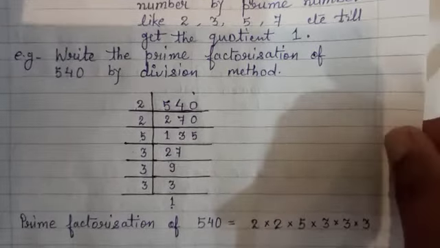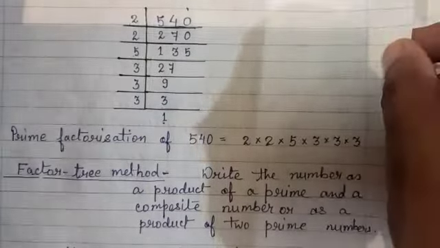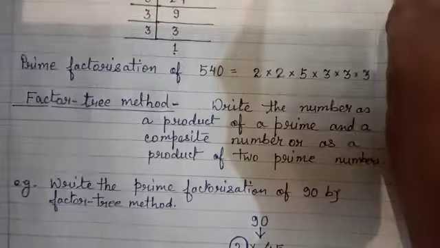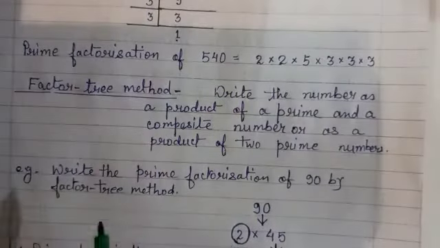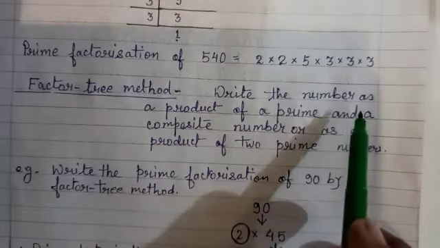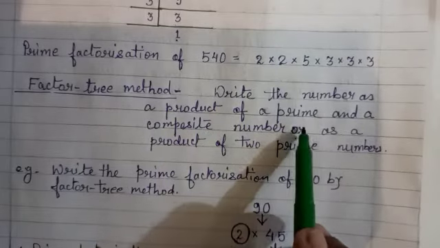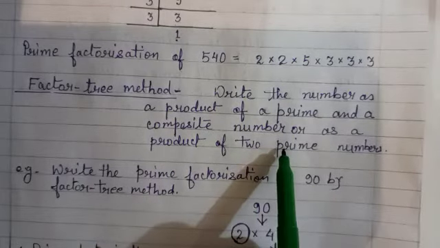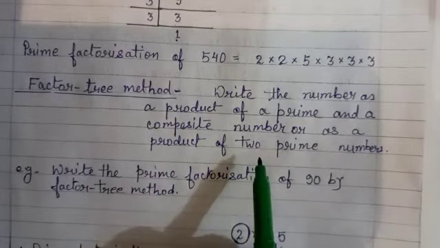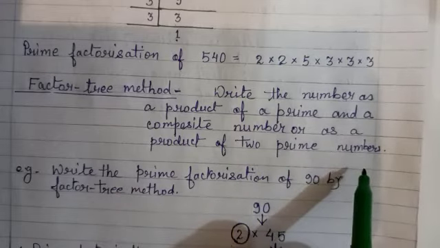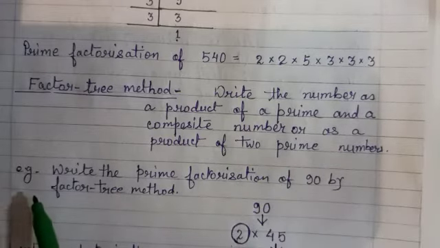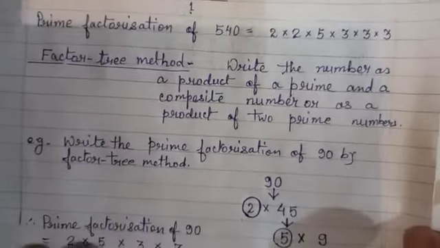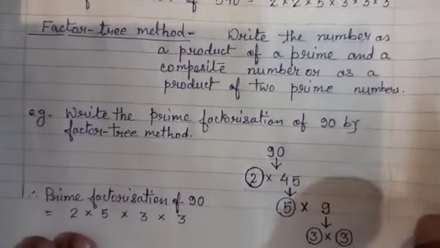The second method is called factor tree method. In factor tree method, we write the number as the product of a prime and a composite number, or as a product of two prime numbers. Now look at the example. Write the prime factorization of 90 by factor tree method.